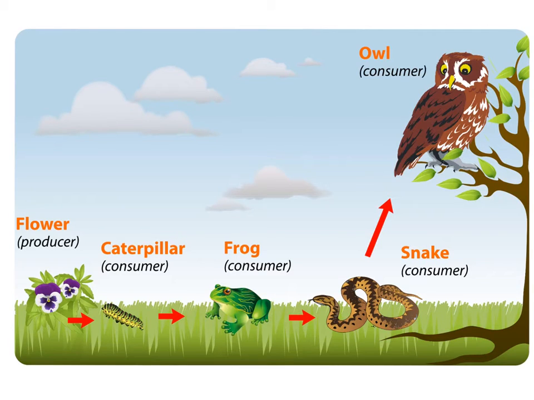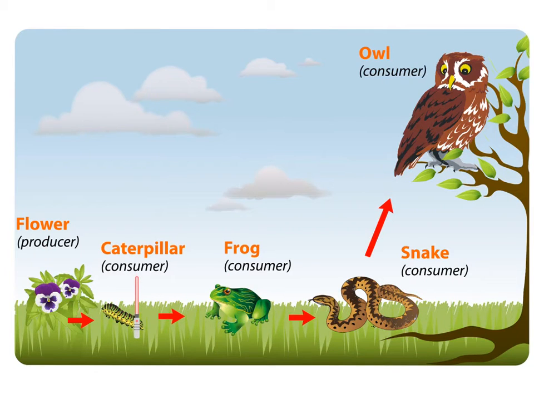Organisms depend on each other for food. If we follow the red arrows, we can see that the flower, or the producer, is eaten by the caterpillar, which is considered a consumer. The caterpillar is then eaten by the frog, which is also a consumer. The frog is eaten by the snake, which is also a consumer, and the snake is eaten by the owl. All the animals that are eating are consuming, so they're considered consumers.